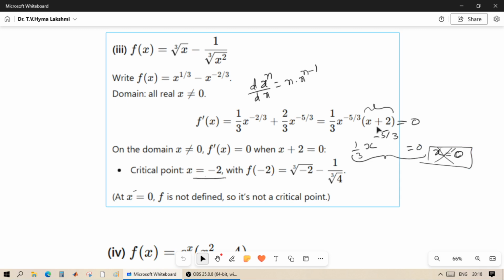Next term is x plus 2. From that term we can find that x plus 2 equal to 0, then x equal to minus 2. So the critical point is minus 2, that is in the domain. So f of minus 2 equal to cube root of minus 2 minus 1 by cube root of minus 2 whole square. That is the critical point x equal to minus 2.